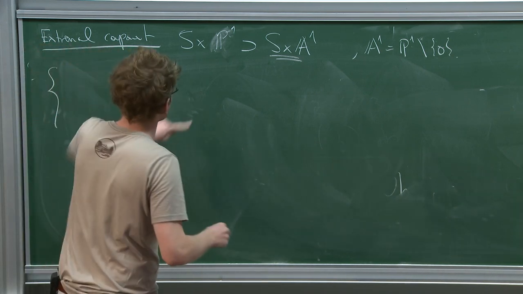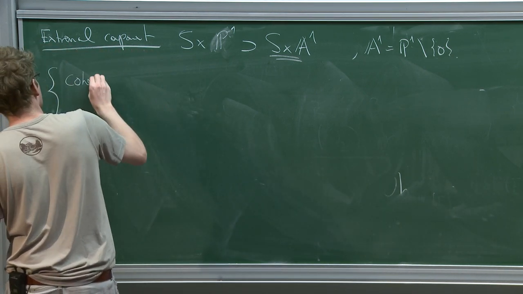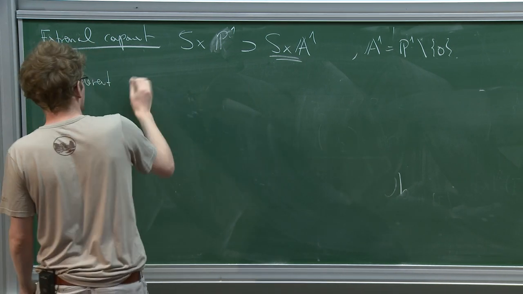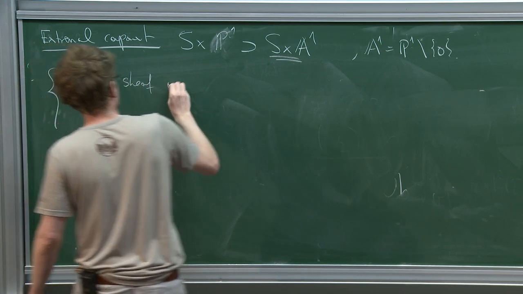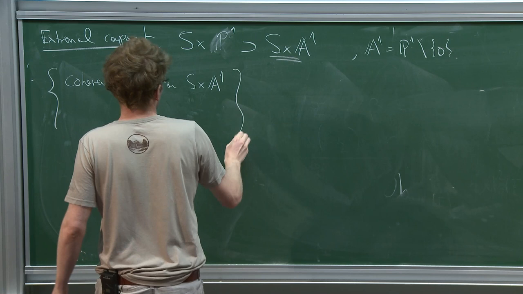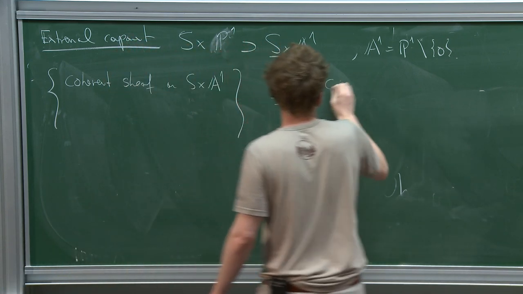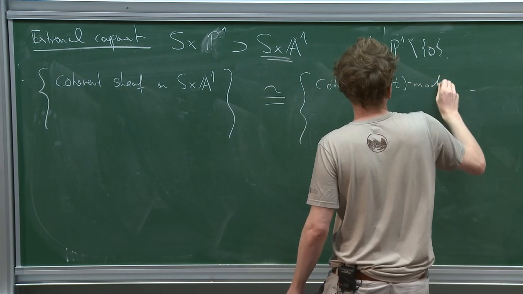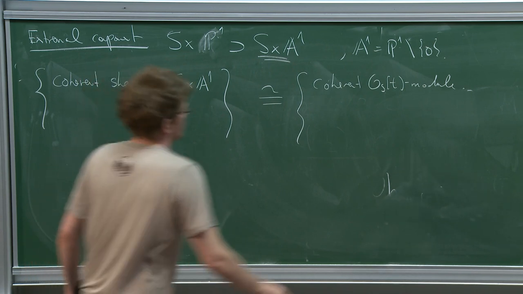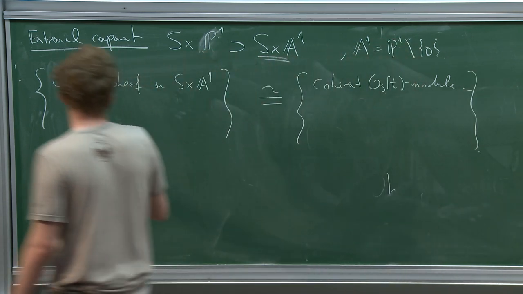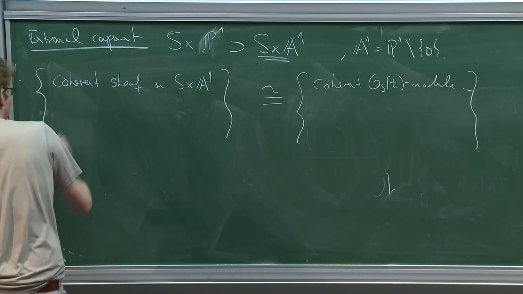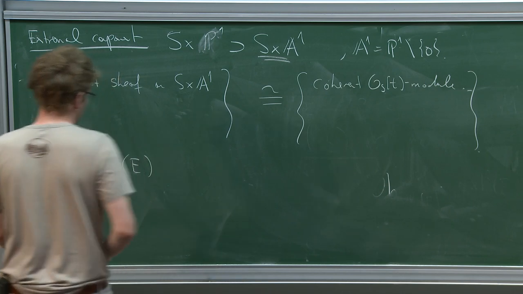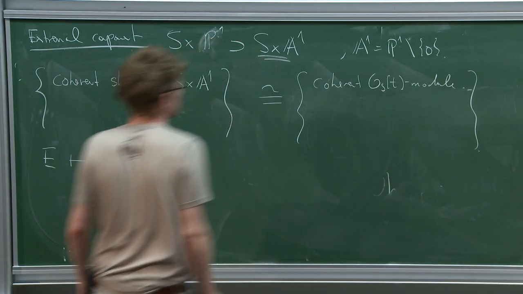And so the way to do this is the following observation. This is kind of textbook algebraic geometry. If you have a coherent sheaf on surface times A1, this corresponds to a coherent O_S[t]-module on the surface. The way to do this, if you have a sheaf on this threefold, is you can just push it forward. And so this gives you then this O_S[t]-module.